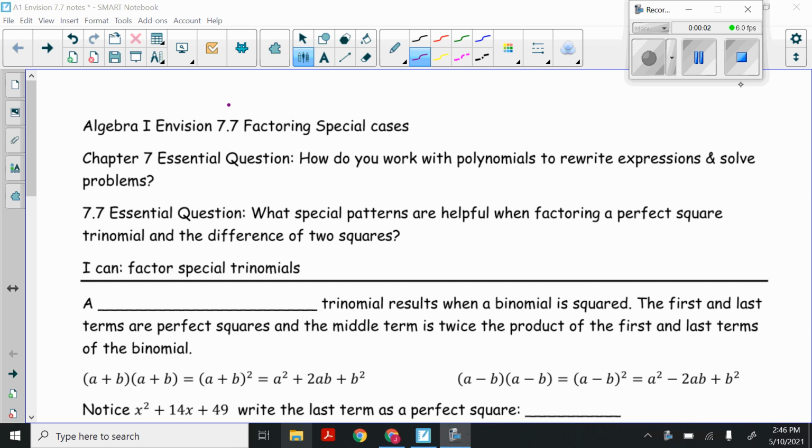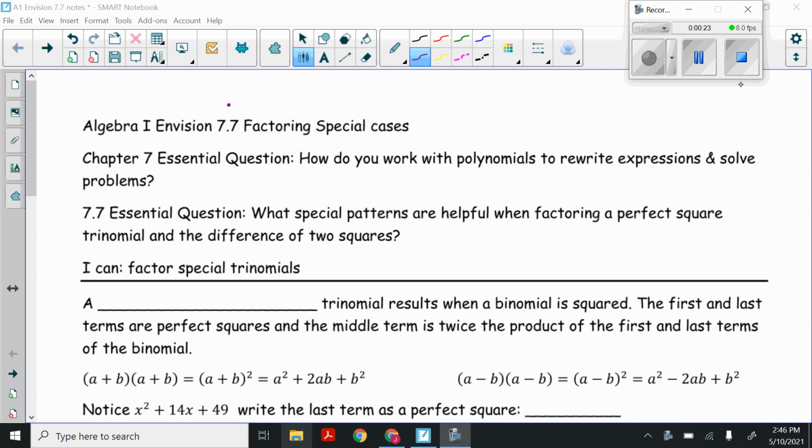In geometry, we're looking at our very last section of chapter 7, factoring our special cases. Our essential question: how do you work with polynomials to rewrite expressions and solve problems? Our 7.7 essential question: what special patterns are helpful when factoring a perfect square trinomial and the difference of two squares? After today, you should be able to factor special trinomials.